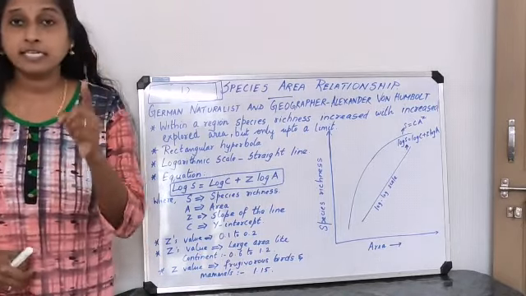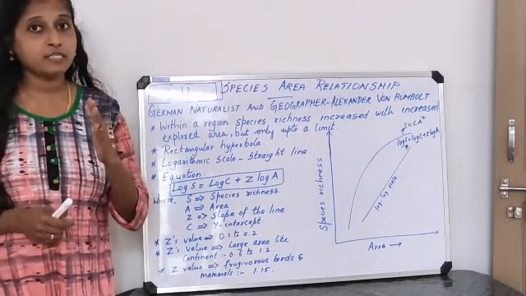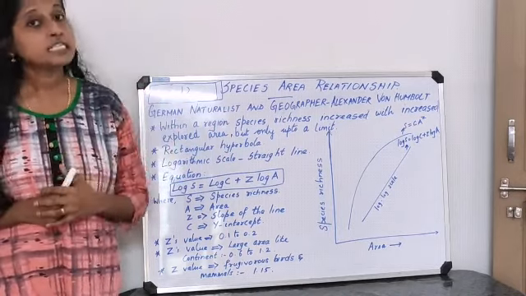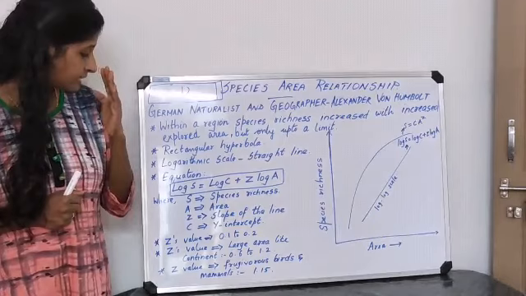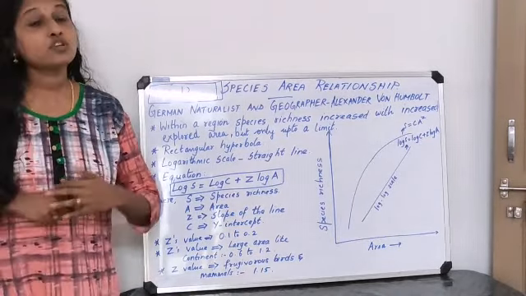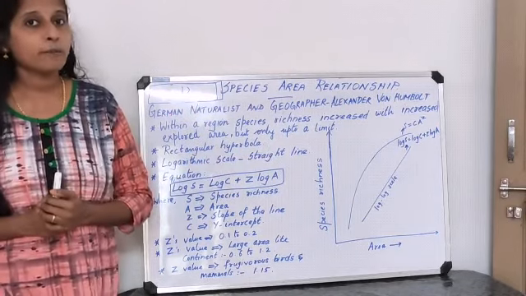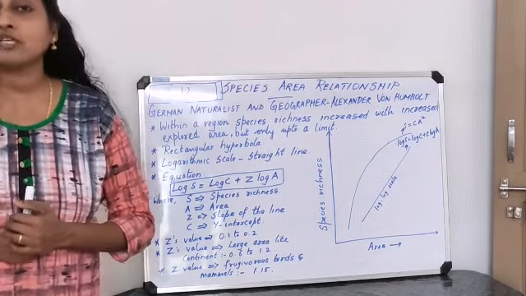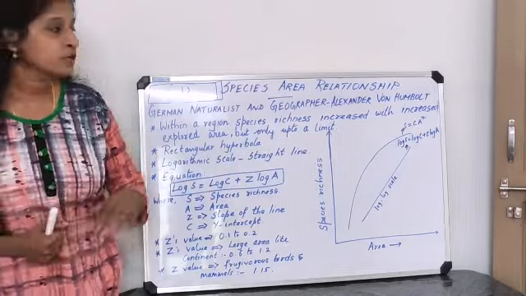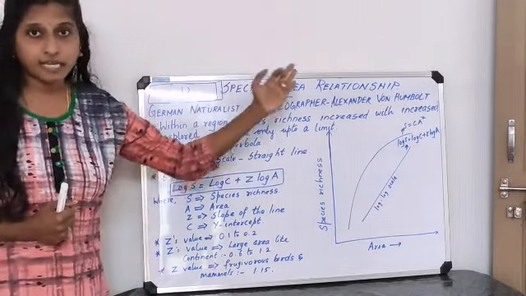What is Z representing? Z is representing the slope of the line. If the species richness goes on increasing, then you will get a much steeper line. The Z value is 0.1 to 0.2. In case of large areas like a continent, what is the value of Z? It is 0.6 to 1.2. And in case of frugivorous birds and mammals, the Z value will be 1.15. So these are the things you need to know regarding this species area relationship.